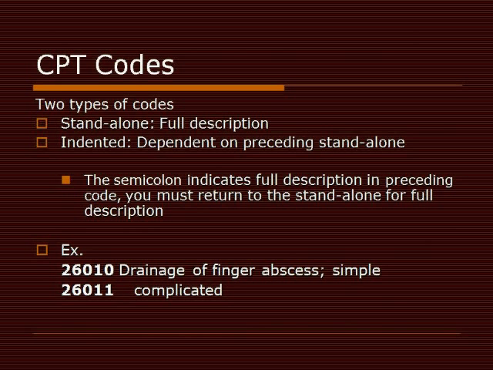The CPT has two types of codes: the standalone code, which contains the full description of the service or procedure, and the indented codes, which are dependent on the standalone code preceding it. The semicolon will indicate the full description of the preceding code. In the example, code 26010 is a standalone code. It describes a drainage of a finger abscess, simple. Code 26011, the indented code, is drainage of a finger abscess, but this one is complicated.